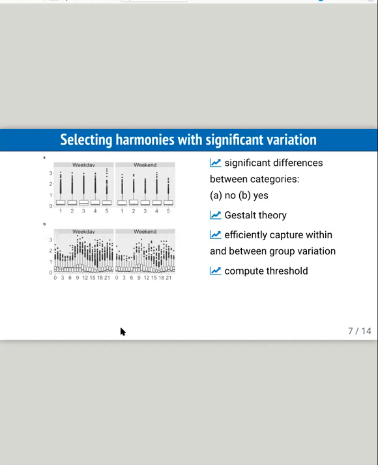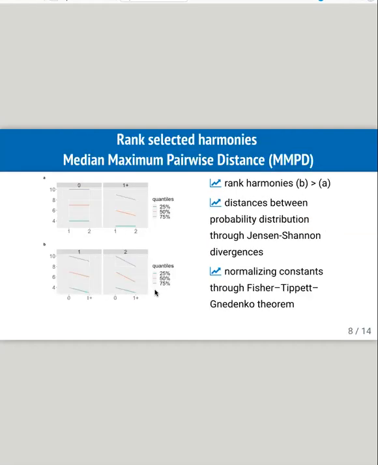Hence, the idea here is to efficiently compute a statistical measure that captures the within group and between group variation and remove all harmony pairs for which variation is not significant enough. Also, we should rank a harmony pair higher if the variation between different levels of the x-axis variable is higher on average. Here you can see that the variation across different categories of the x-axis is higher for B than for A, and hence B should be ranked higher.